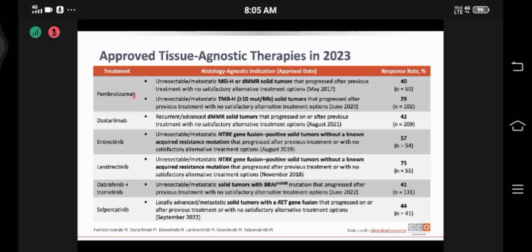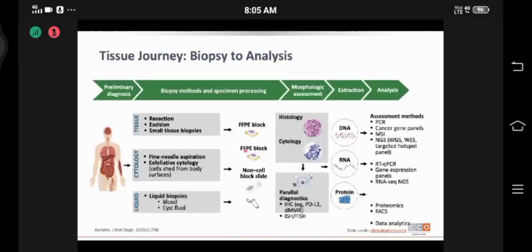So we can use pembrolizumab for every MSI high. We can use entrectinib or larotrectinib for every NTRK fusion, irrespective of the cancer. And how are we going to find these NTRK fusions, or tumor mutational burden being high, or MSI being high? Only because of doing a CGP.